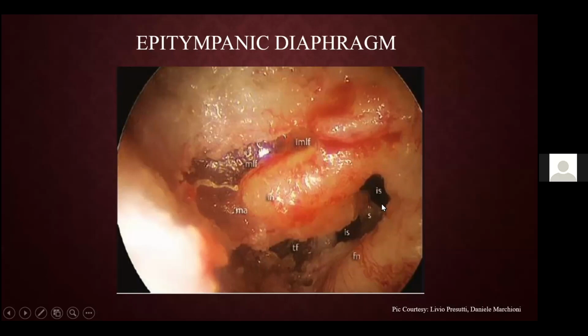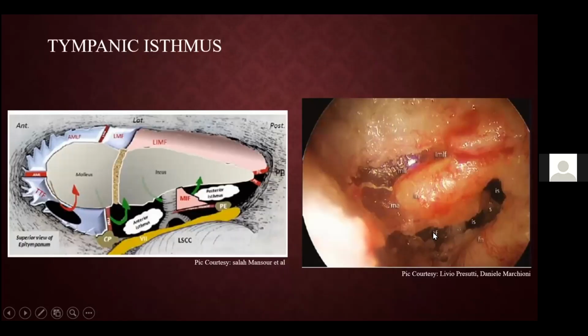And this is the stapes, and these are the openings in the epitympanic diaphragm, which we'll study in the coming slides. So the ventilation of the attic is through these millimeter size openings, which are termed as isthmus. And it is divided into two parts, and it is present mainly in the middle part of the attic, which we can see in this picture.